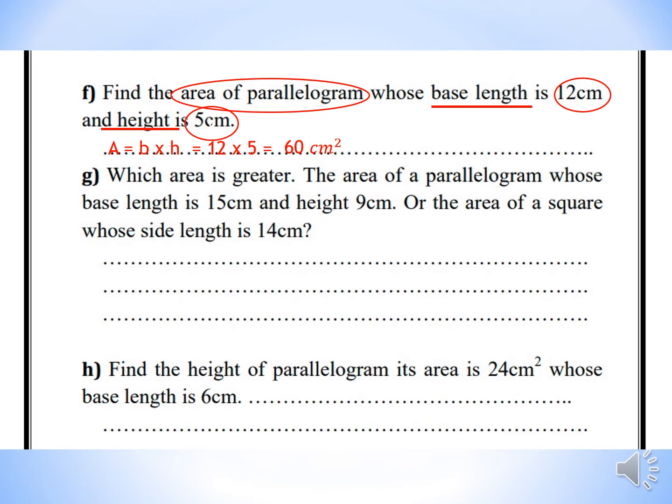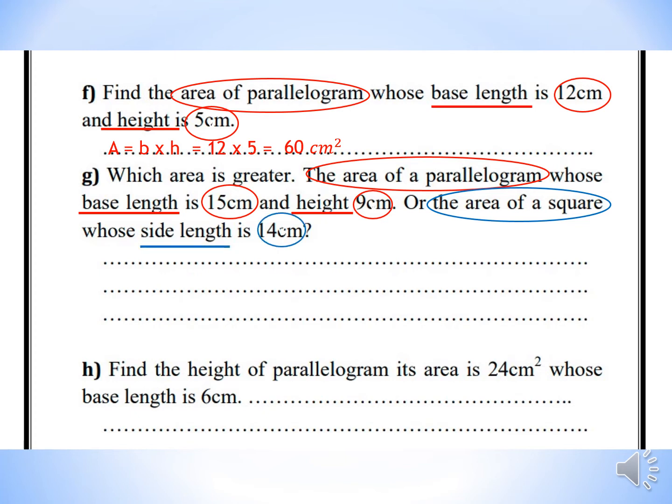Letter G, which area is greater? The area of the parallelogram whose base length is 15 centimeters and height 9 centimeters, or the area of the square whose side length is 14 centimeters. Here I have to compare between two shapes, and I want to know which area is greater. The first shape is the parallelogram, with base 15 centimeters and height 9 centimeters. So the area of the parallelogram equals base times height. Or he wants the area of the square whose side length is 14 centimeters.